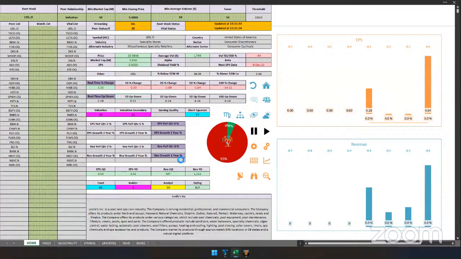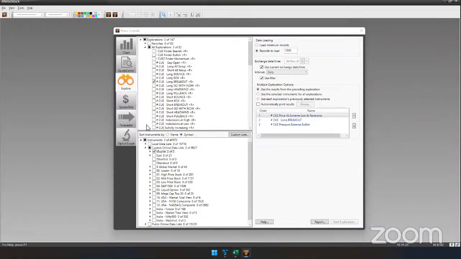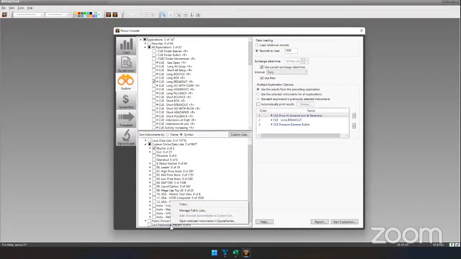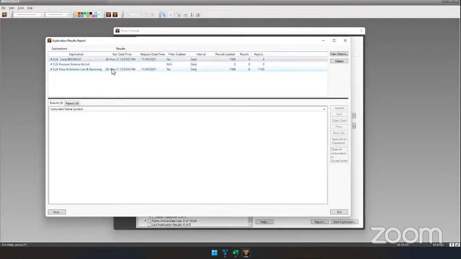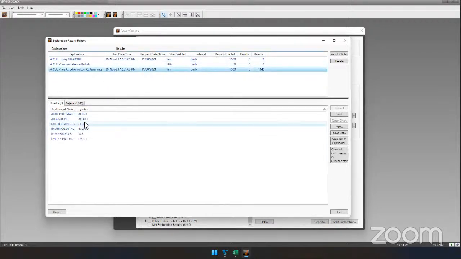Now I wanted to show one more thing. Let's go back to the scan result. Last exploration result. Oh, sorry. We ran price extreme low reversing. When you see these three scans are selected, you may go to report, view reports for selected explorations, not all reports. So go to selected explorations, price extreme low reversing 6 results.